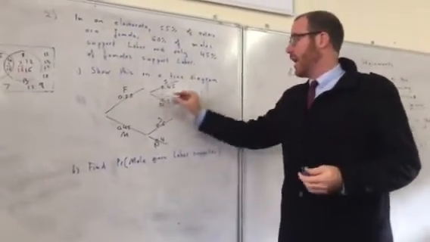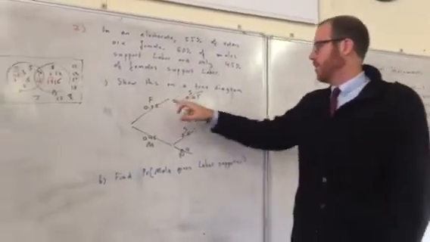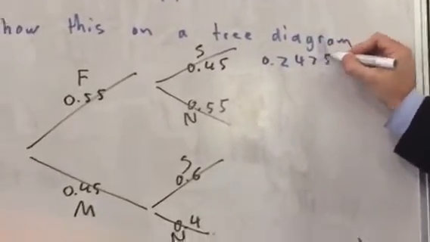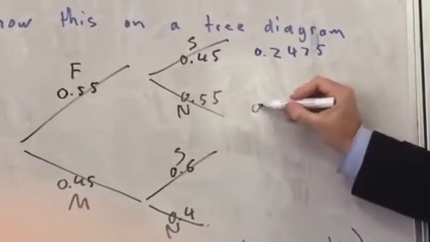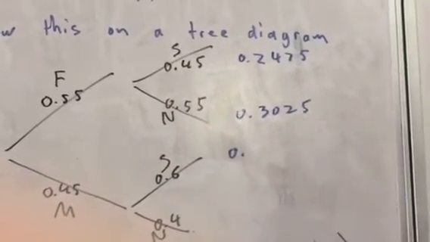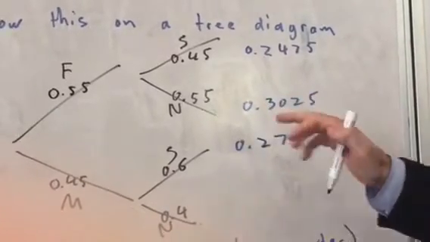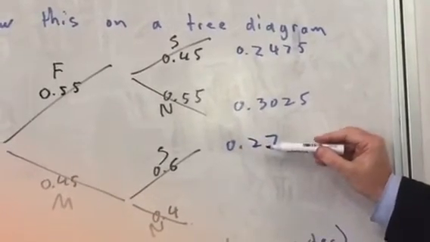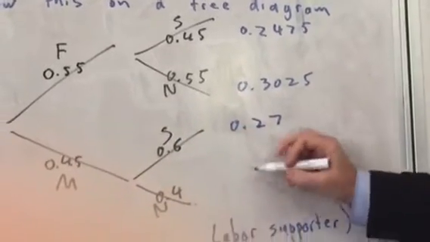Okay, so we multiply. Remember, to go along these branches, you multiply the probabilities together. So can you just do that for me? 0.2475. What's this one here? So 0.55 times 0.55. 0.3025. This one. So 0.45 times 0.6. 0.27. Can you go to 4 decimal places, just so it's the same? So can you just tell me what it is to 4 decimal places? 0.2700. Okay, right. And the last one, 0.45 times 0.4.